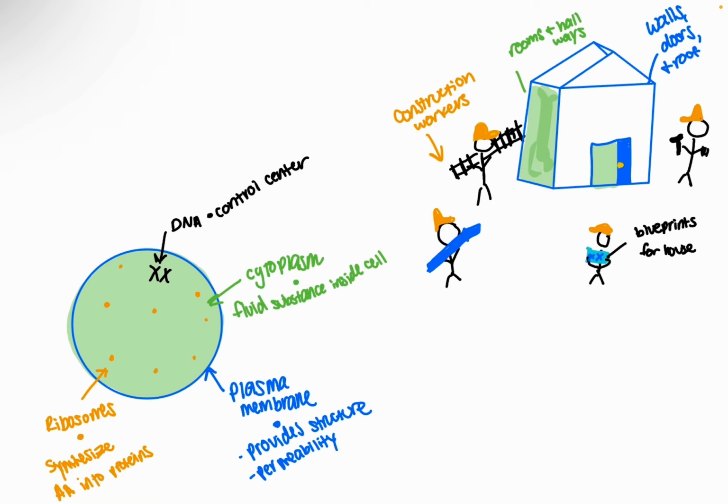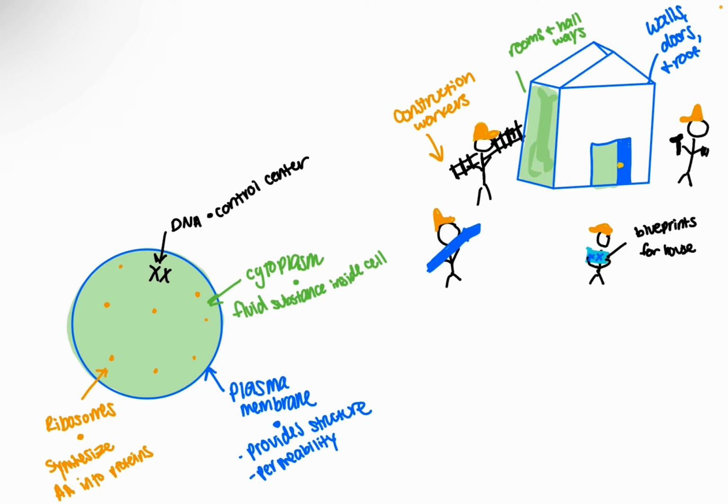And we have the ribosomes, who are the same as the construction workers, because they're taking the amino acids and then forming them into proteins that the cell can use wherever it needs it. And then we have the walls, doors, and roof. That is the same as the plasma membrane, because they both provide structures and allow things to come in and out of the house and the cell.